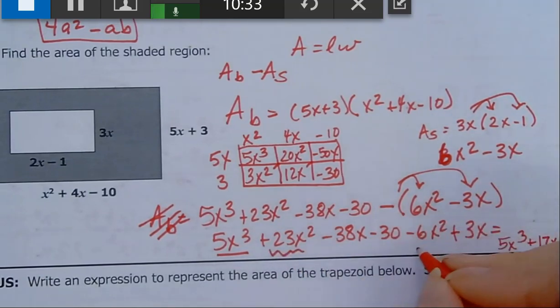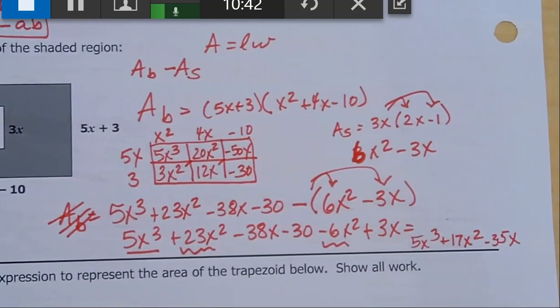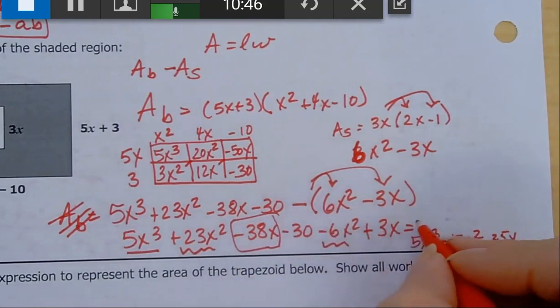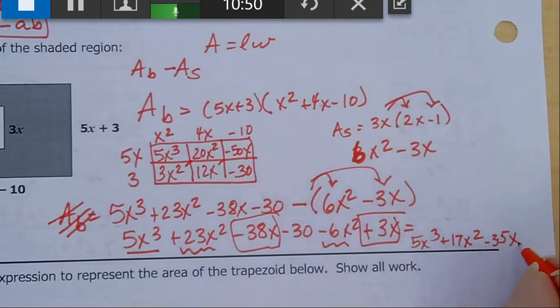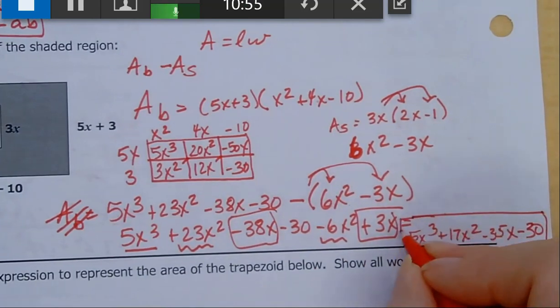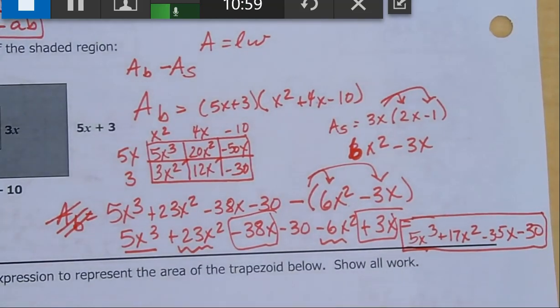Okay, so I did those. Negative 38x and 3x is going to be negative 35x. There you can see. And then that's all going to be minus 30. So that is the area of just the shaded region. It's the area of the big region minus the area of the small region. 5x cubed plus 17x squared minus 35x minus 30.